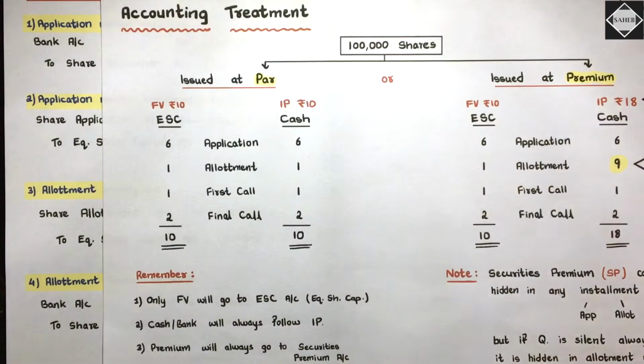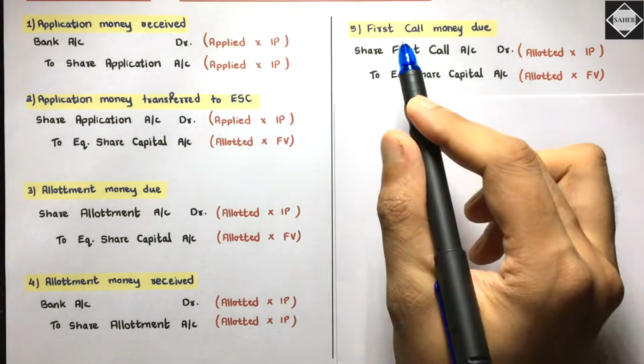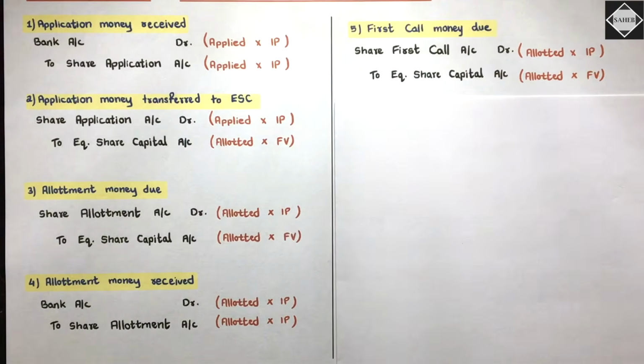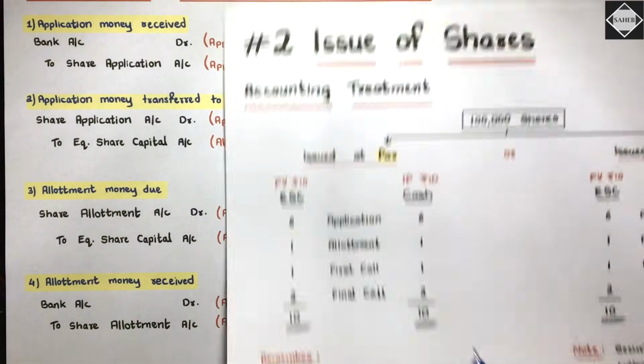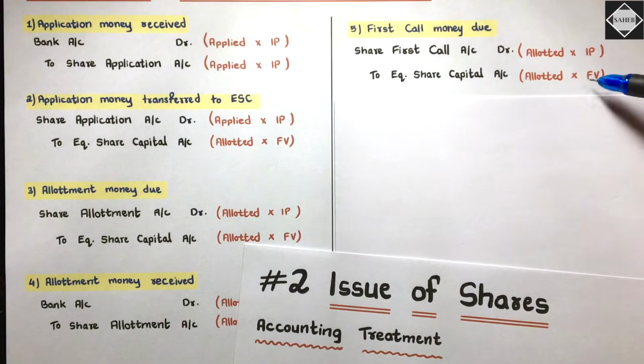Please pay us, right? So first we will make it due. Due means this entry only. What we have to do in due entry, increase the capital. Yeah, see, first call money due. So to equity share capital account. How will you take the amount? Really easy. How many shares did we allot? 1 lakh shares. Into what? Into face value. Yeah, only face value will go in equity share capital account.